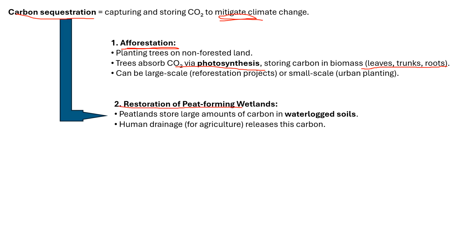Restoration of peat-forming wetlands. Peatlands store large amounts of carbon in waterlogged soils, so soils full of water, an overwhelming amount of water. And human drainage for agriculture releases this carbon. So this is another form of carbon sequestration we can do.